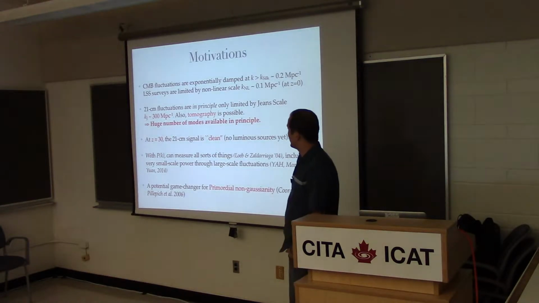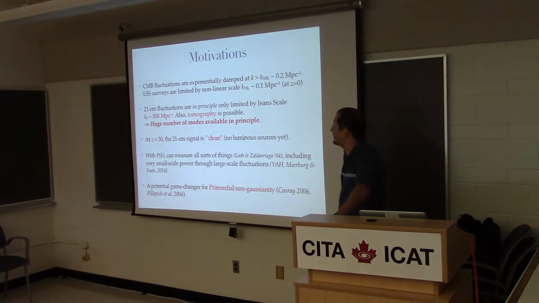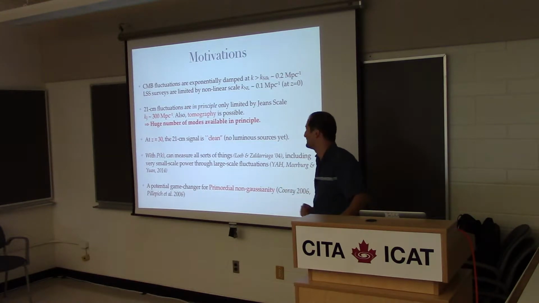So, as you all know, the CMB temperature and polarization anisotropies are exponentially damped beyond the Silk damping scale, which corresponds to wave number of about 0.1, 0.2 inverse megaparsecs, L of about 2,000 or so. Large-scale structure surveys are limited by a different issue, which is the fact that things are nonlinear beyond k of 0.1 or so, and then if you like effective field theory, you can go to 0.3, but you can't go much beyond this scale. However, 21 centimeter fluctuations are in principle only limited by the Jeans scale, which is at wave number of 300 inverse megaparsec.